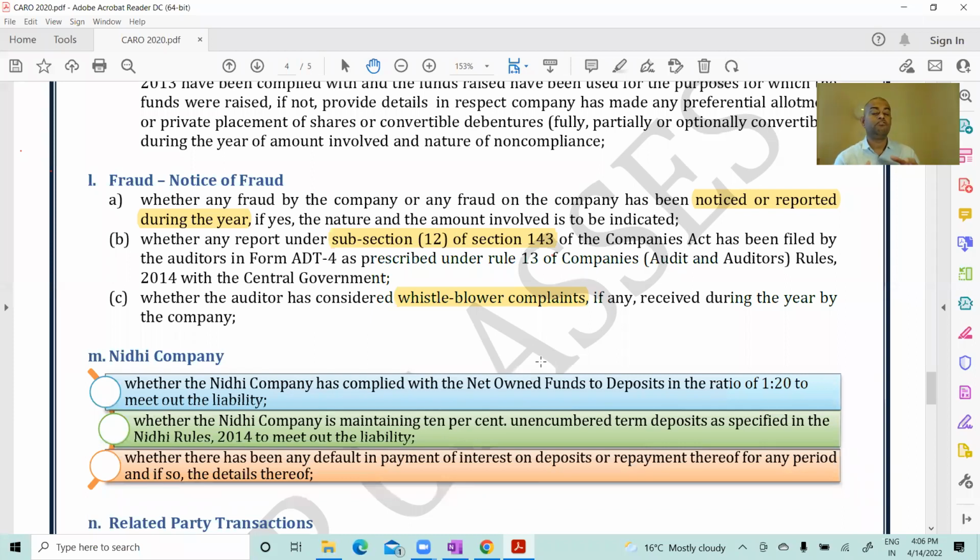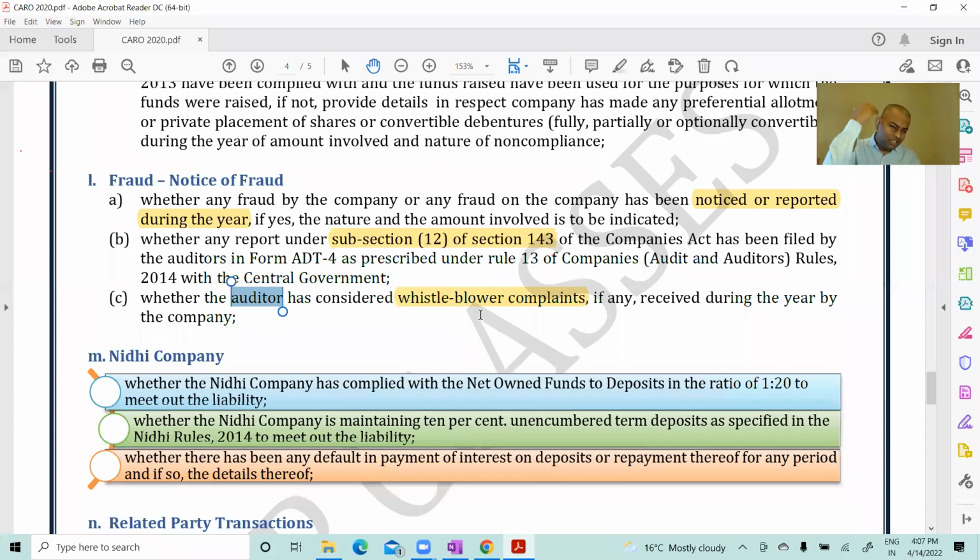So you have appointed one person, Mr. A, as our risk assessment manager, credit risk manager. So these kinds of people are monitoring. When they are monitoring, they think there could be some fraud here. Then they act like whistleblowers and they inform that there is some possible fraud. So whether the auditor has considered any whistleblower complaint. Is there any whistleblower who complained something to the auditor? If so, what have you done? This is the third point. So this fraud is also important.